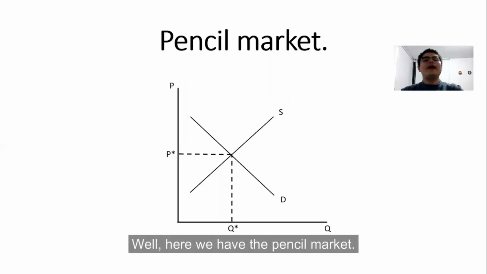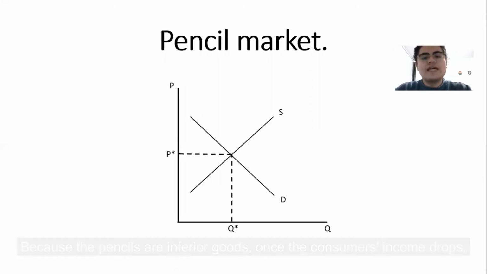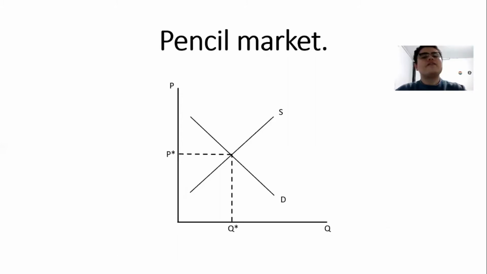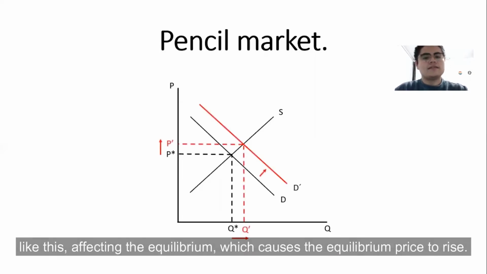Well, here we have the pencil market. Because the pencils are inferior goods, once the consumer's income drops, there is an increase in the demand, making the pencils a more affordable substitute. Therefore, an increase in the demand shifts the demand curve to the right, like this, affecting the equilibrium, which causes the equilibrium price to rise.